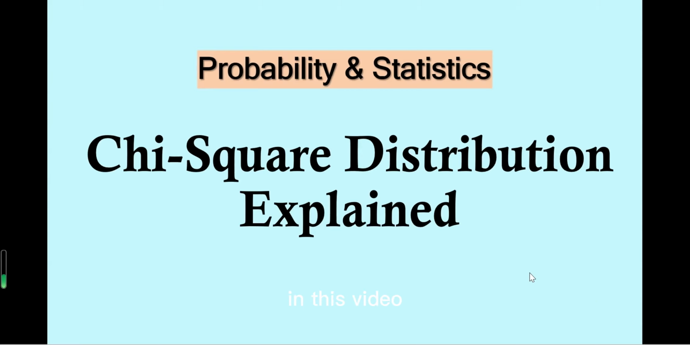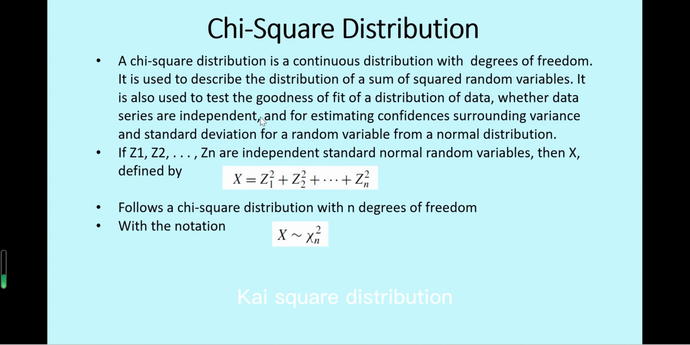In this video, we will talk about chi-square distribution. Chi-square distribution is a continuous distribution with degrees of freedom. It is most widely used to describe the distribution of a sum of squared random variables. That's why the name is called chi-square.